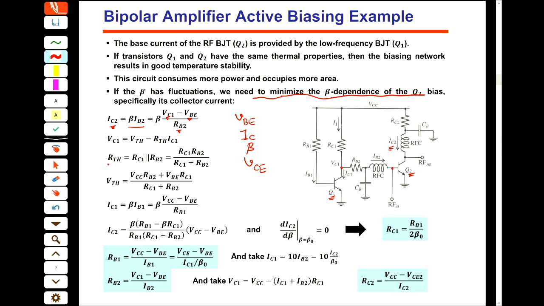So R Thevenin and V Thevenin. So V Thevenin. I don't know what did I do here. RC1 and RC2. So these two.